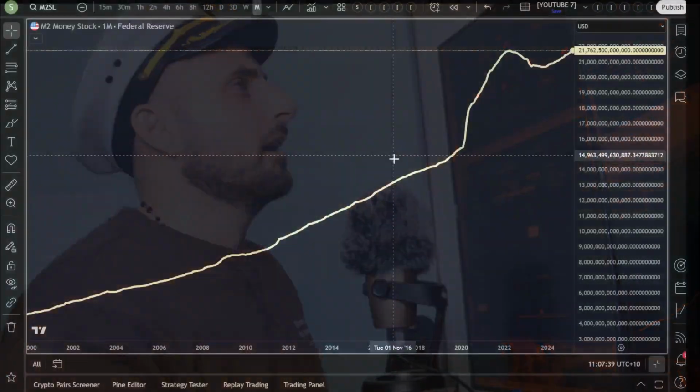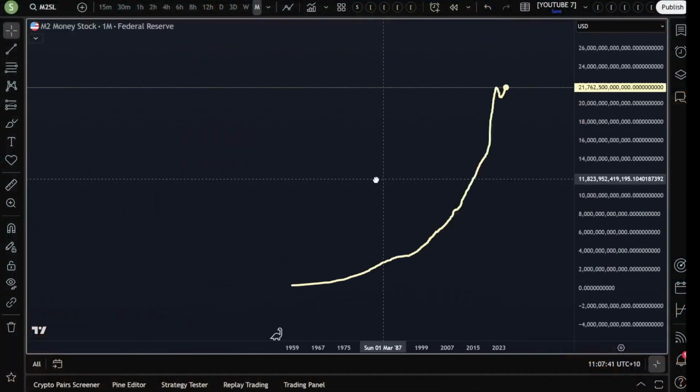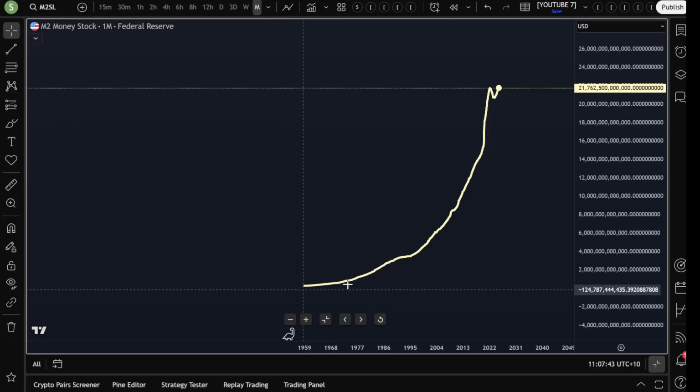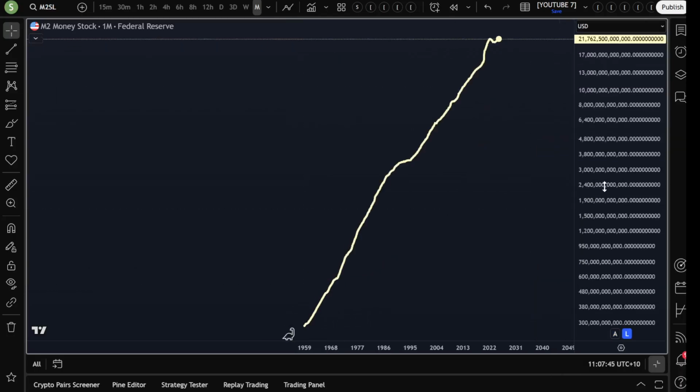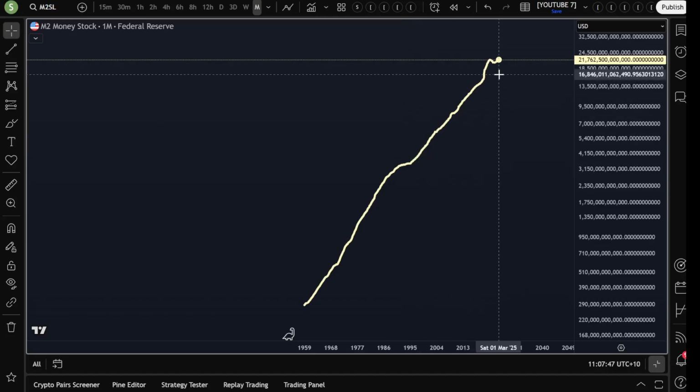But then you look at the money supply. This isn't even a model. This is the actual money supply. It's literally just been going up only for like 100 years. Okay, look at the log chart. Hey, beep, beep, beep, beep.